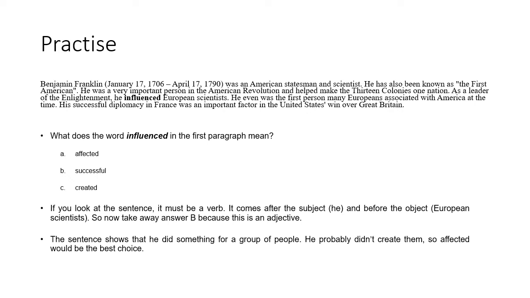So because it's going to be a verb, we can take away answer B, successful, because this is an adjective. So this one is gone. And the two words that are left are affected and created. Now, remember our sentence, he influenced European scientists. Now, scientists are people. Can we create people? No. A mother and father might create a baby, but we don't create other people.